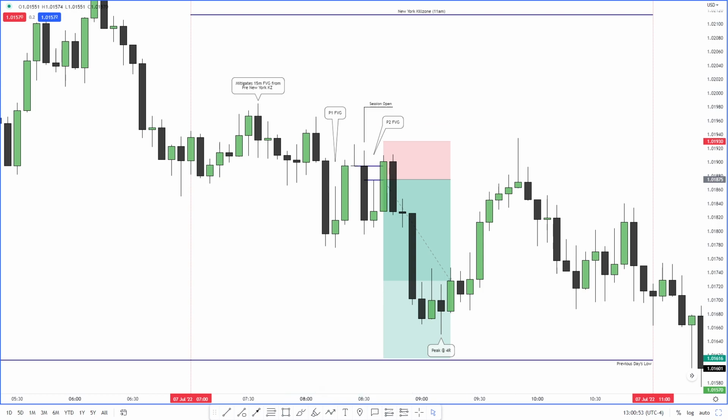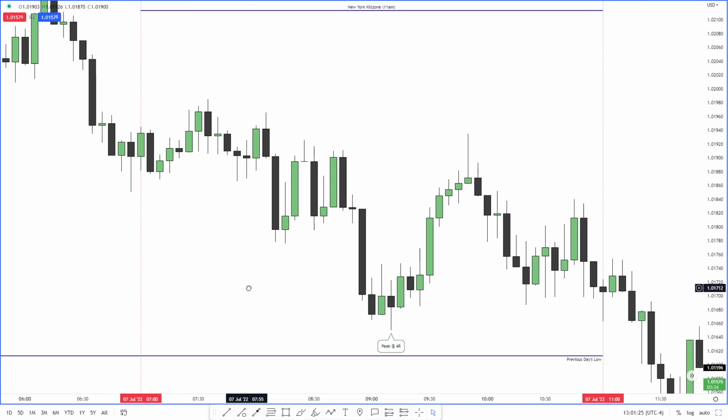And how did we take this trade? Phase 1 mitigated 15-minute FVG. Phase 1 creates another FVG in 5 minutes. Phase 2 begins inside phase 1 FVG. Phase 2 creates a fair value gap. Execution on 5 minute fair value gap. Could have been on the 1 minute as well. And that's pretty much it.